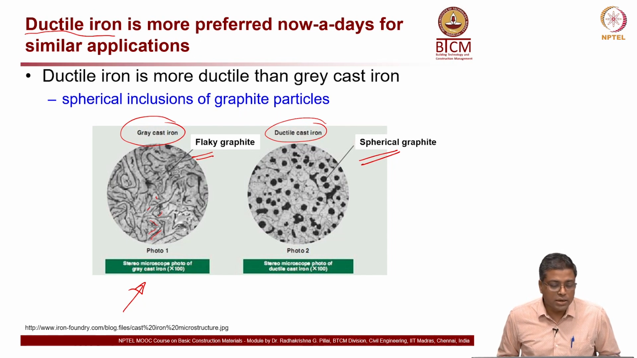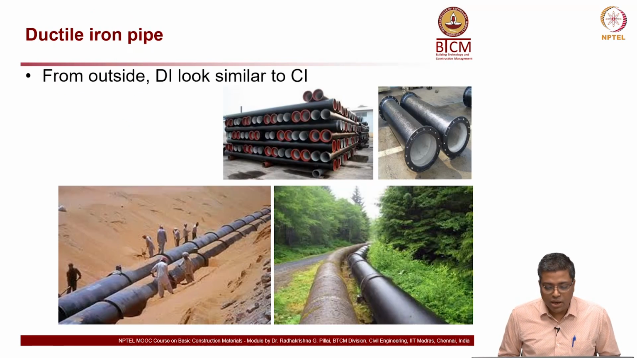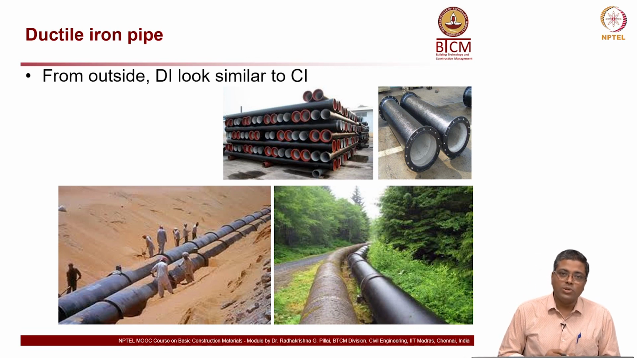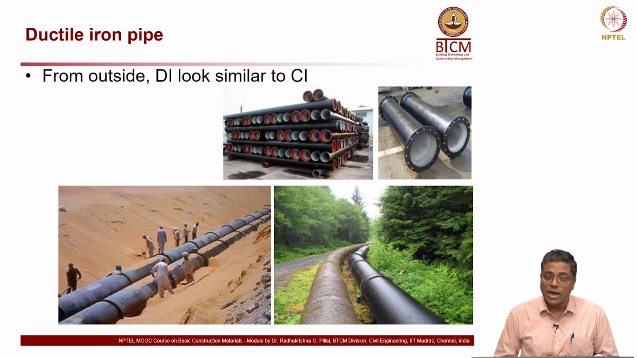So, we call it ductile iron because essentially this is the major difference between these two, and it is achieved by changing the manufacturing process. So, from outside it still looks more or less similar. You can't really make out whether a pipe is a ductile iron or a cast iron, it is quite difficult to make out unless you look into the microstructure of that.